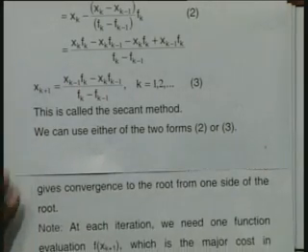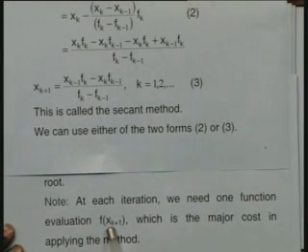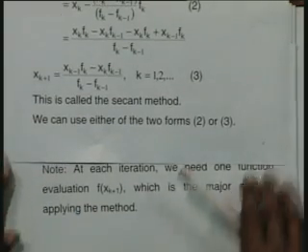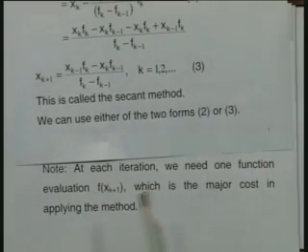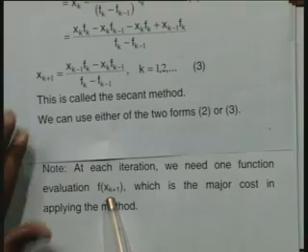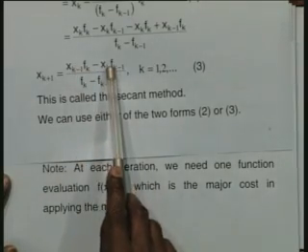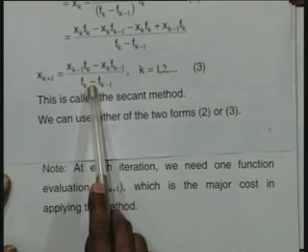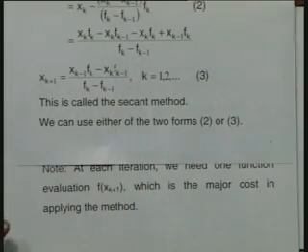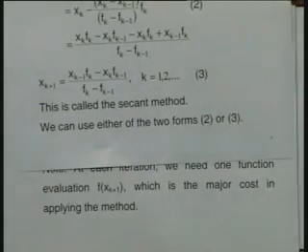Now the cost of the computation is, at each iteration we need one function evaluation f(xk+1), which is the major cost in applying this method. Again the cost is the same as bisection. Here also we have only one function evaluation, and there also we have one function evaluation. Therefore the cost is the same but the procedure is different. Here of course we can count for each iteration: there are two multiplications, two subtractions and one division. So you have the other operations also for each iteration. Okay, I think we would stop for today.